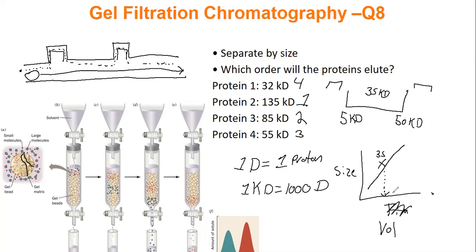You have to make sure that your protein, if you already know the weight, pick a bead that can separate that weight. So that is gel filtration, another type of chromatography.